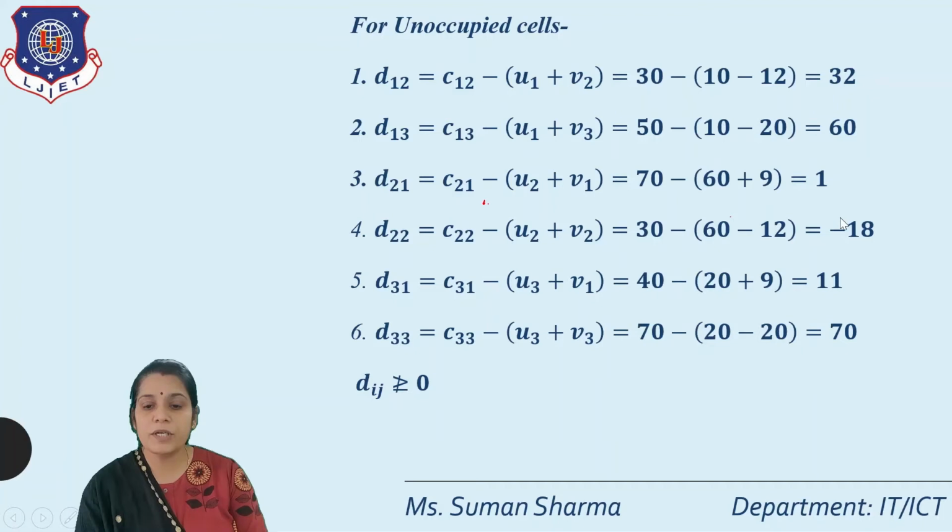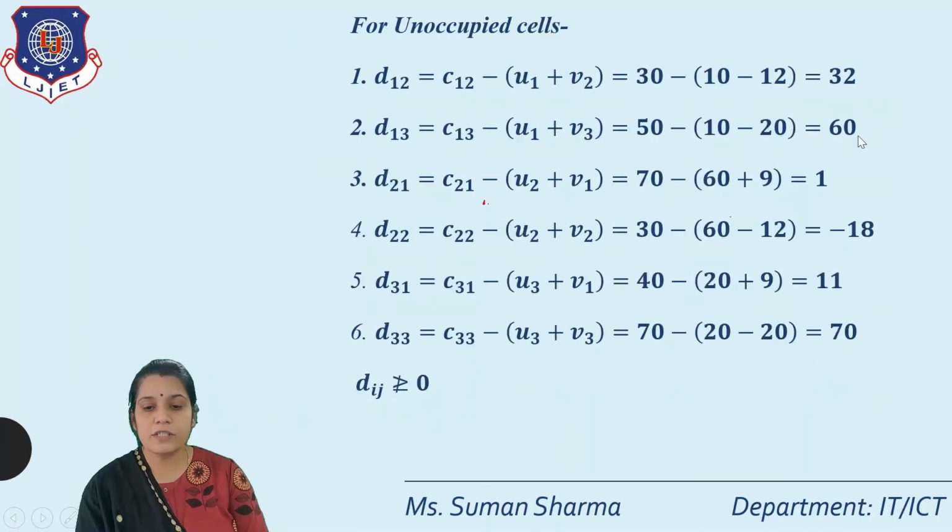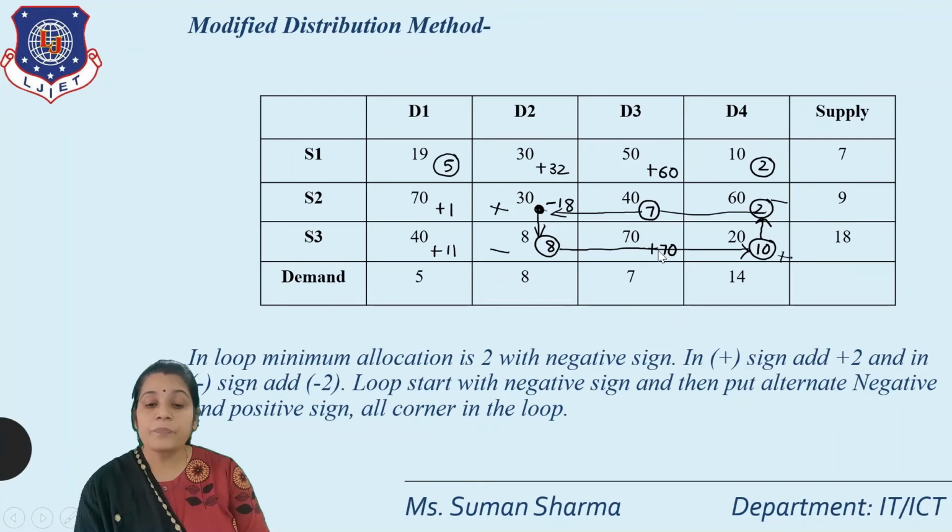Then we make a loop. So what is the process? Process is that first you draw the table and you write here all the values of the Dij's. That means D12 value plus 32, D13 value is plus 60. See here D12 32, D13 60. So you write here all the values for unoccupied cell and put here plus 1, minus 18, plus 11, plus 17. Okay, after that we make a loop.